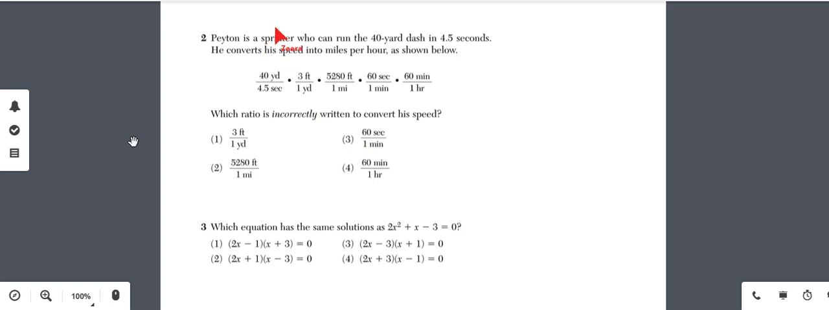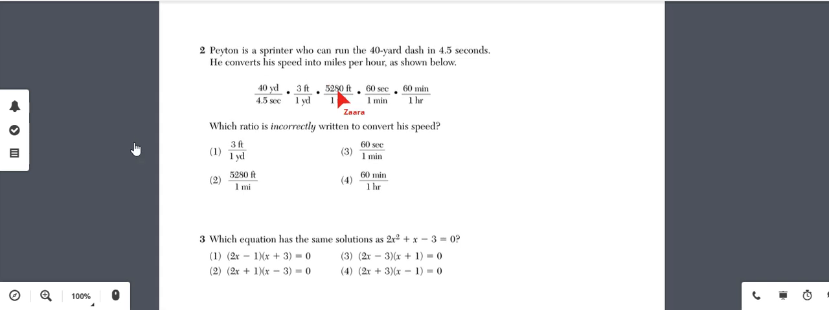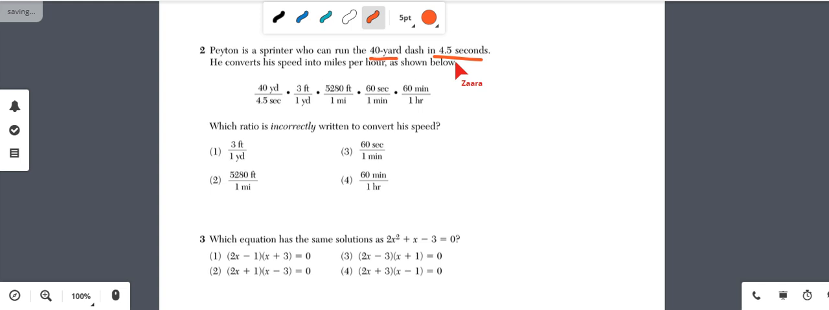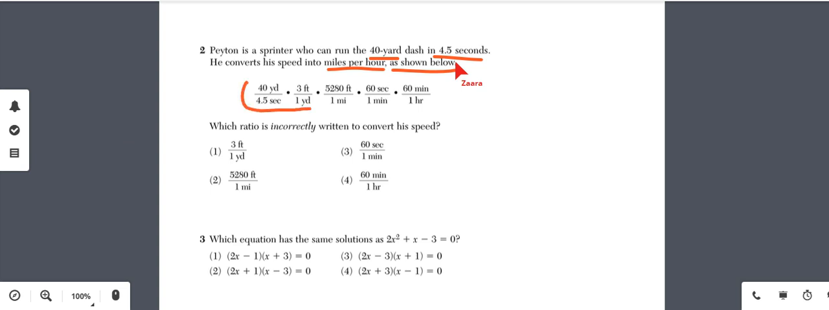It says that Keaton is a sprinter. Sprinter, okay, thank you. He can run the 40 yard dash in 4.5 seconds. He converts his speed into miles per hour as shown below. So this is the expression that he used. What he did basically, let's try to understand. First of all, he divided yards by seconds. So from the very first expression, you will get speed in yards per second.